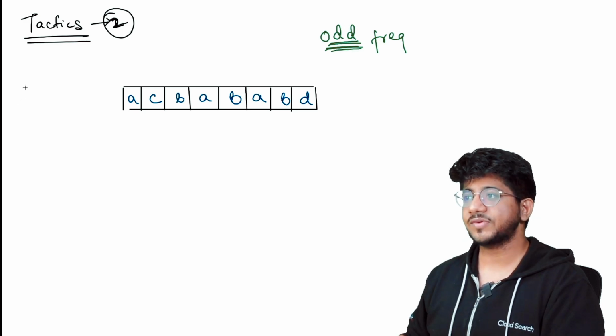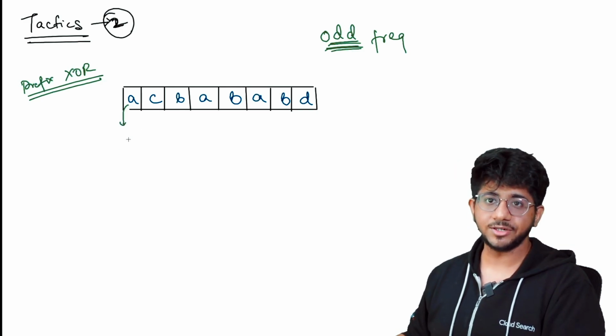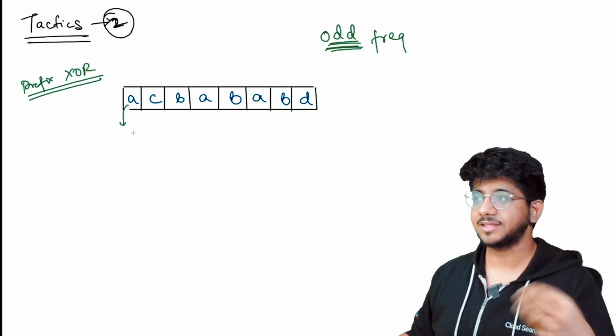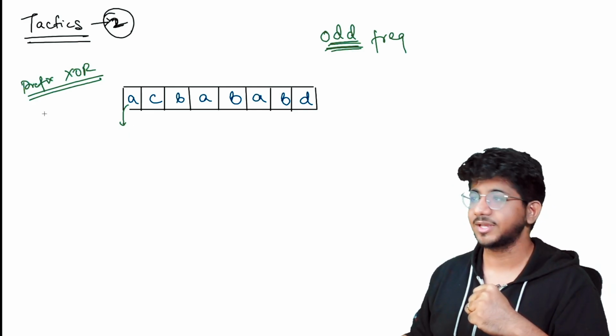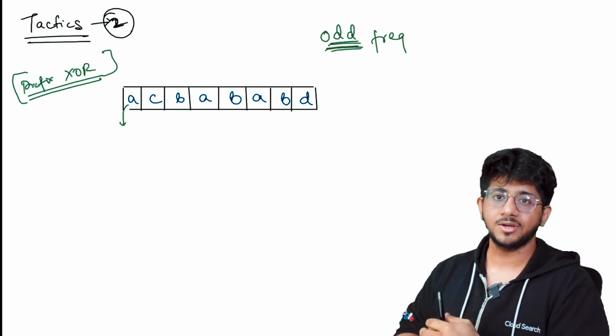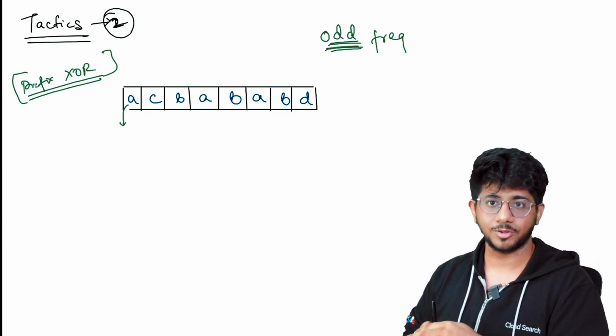So what we can do is build some sort of prefix XOR, okay? We can encode every character into a mask and then take a prefix XOR. Now this is another technique that you will need to know about. If you have never seen prefix XOR before, there is no chance that you can solve this problem, right?